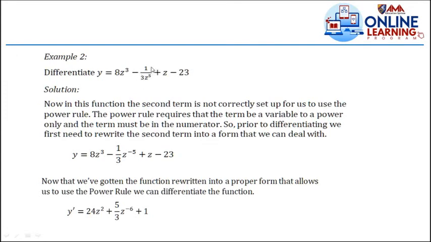I-simplify po natin. So from our algebra method, 1 all over x is the same as x raised to negative 1. So yun po yung i-apply po natin dito. Okay? So, y will be 8z cubed minus 1 all over 3.